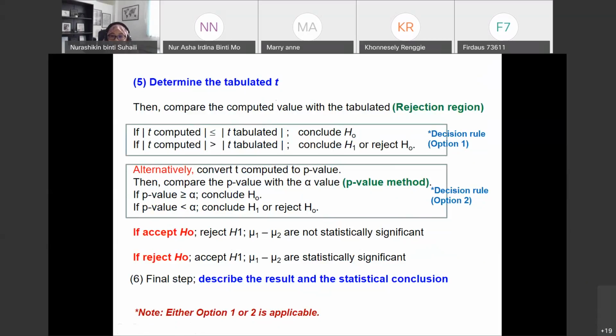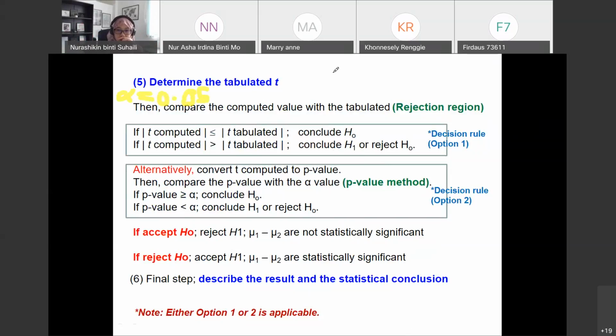I think I've explained it last week. So it depends on the alpha value. Let's say the alpha value is 0.05, which you define in the second step. So that refers to the tail area of both sides. So if you want to consider only one side, it is 0.025.